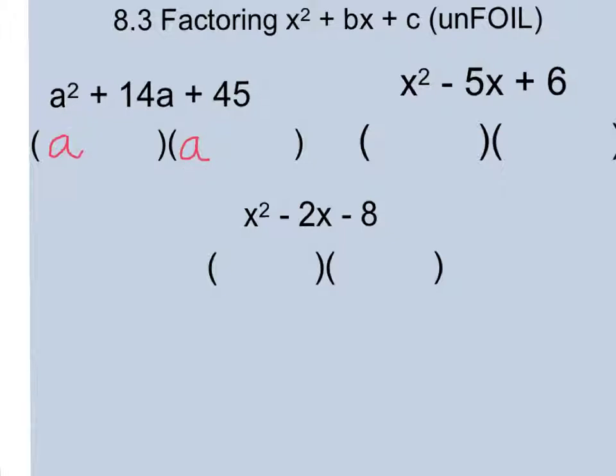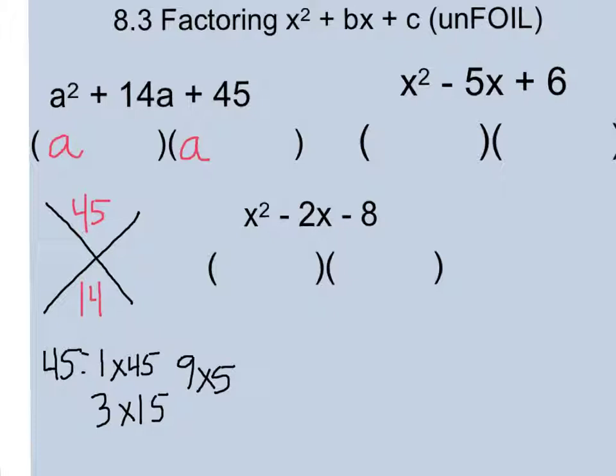Here's the tricky part. We have to figure out what to put here so that when we multiply it, it will be 45. Because whatever we put here, when we multiply it to be 45, it has to add to be 14. Let me show you what I mean. We have to find two numbers that multiply to make 45, but when you add them, you'll get 14.